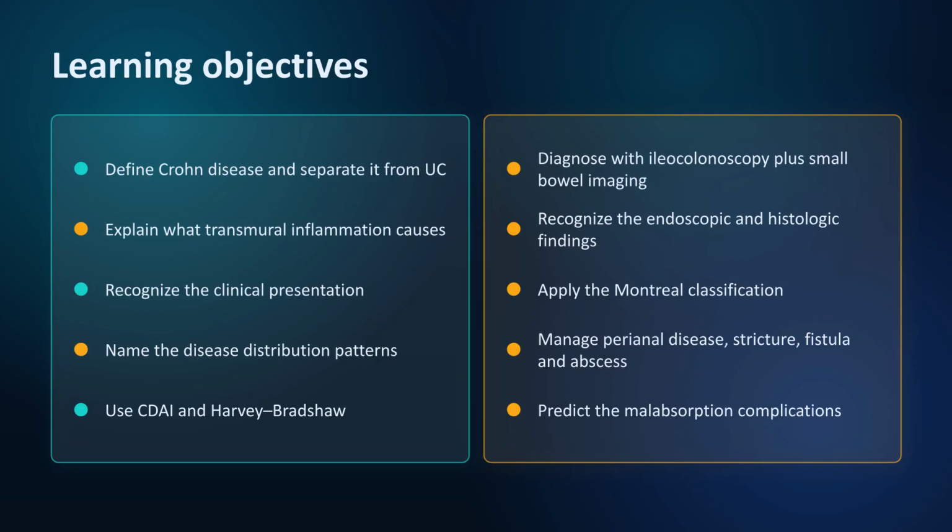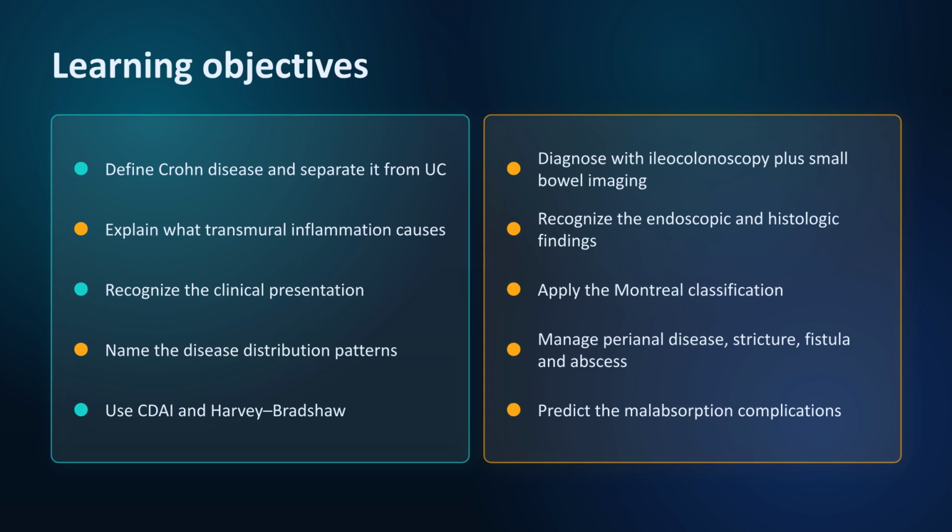Here is what to take away. First, define Crohn disease and separate it cleanly from ulcerative colitis, and explain exactly what transmural inflammation causes. Second, recognize the clinical presentation. Name the disease distribution patterns, and use the 2 activity scores. Third, diagnose it with ileocolonoscopy plus small bowel imaging. Recognize the endoscopic and histologic findings, and apply the Montreal classification.